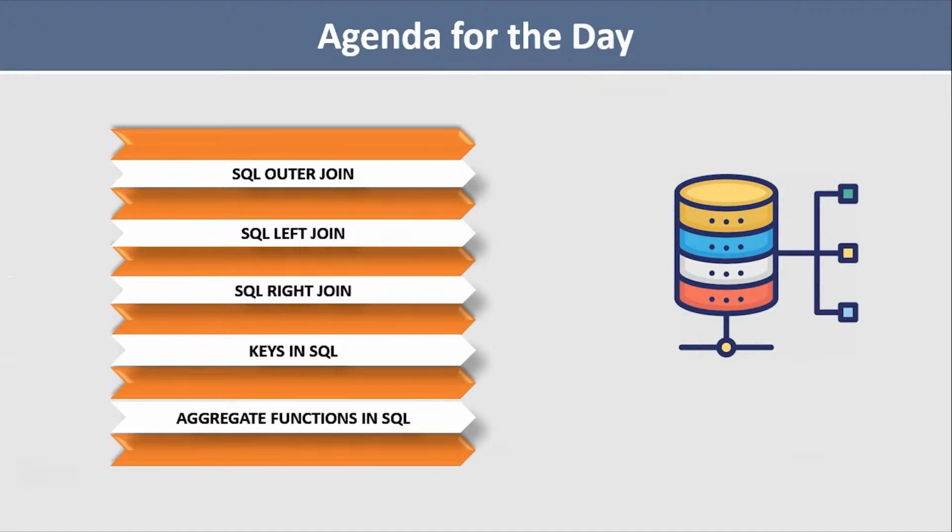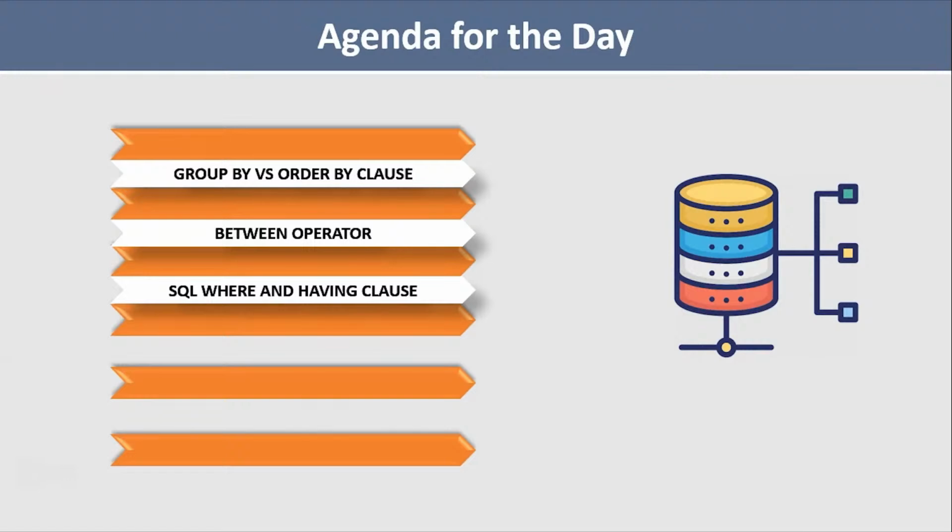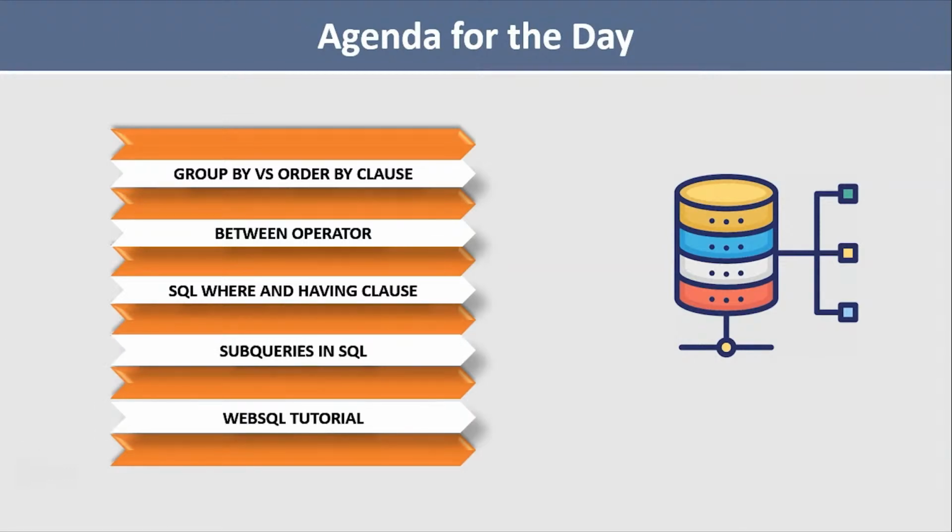Up next, we'll discuss what are keys in SQL, why they are used, and how they are implemented on SQL tables. Once we are done with it, we will be going through aggregate functions in SQL. Then we'll understand what is group by and order by and the differences between these two most used clauses in SQL. After that, we'll understand what is the between operator. Then we'll cover the SQL where and having clause. Next, we will understand subqueries in SQL. And finally, we'll wrap up the session by understanding what is Web SQL and why it is used. And with this, we'll have covered all the agenda for this session.